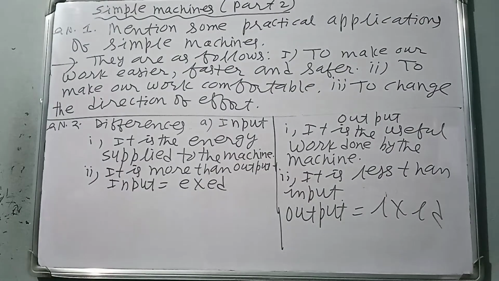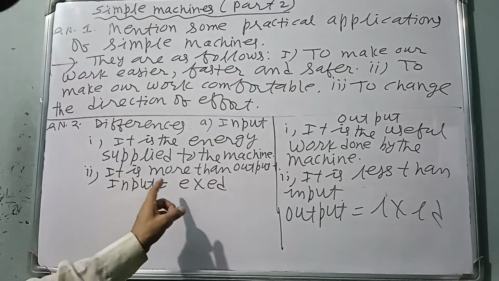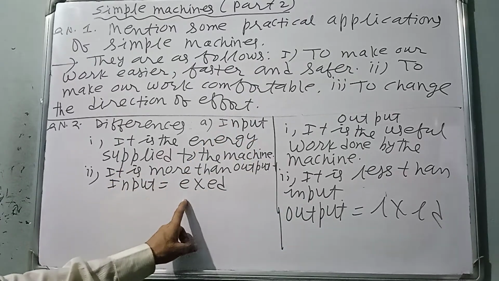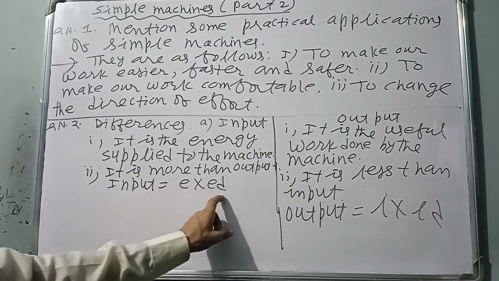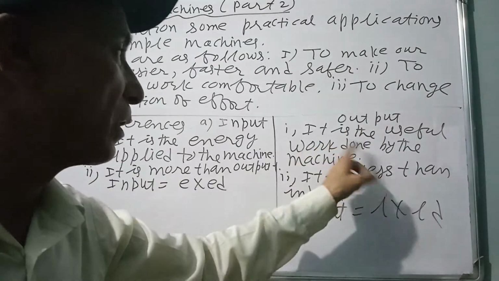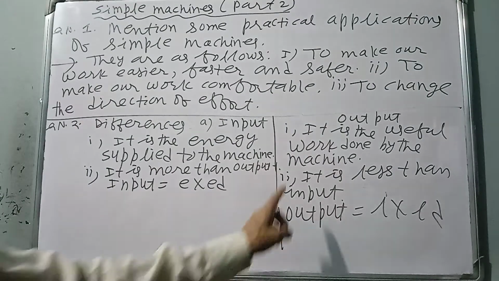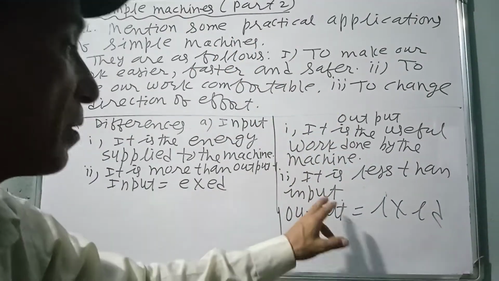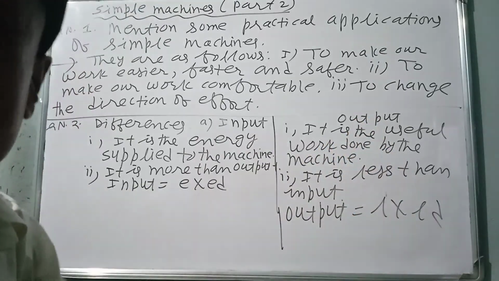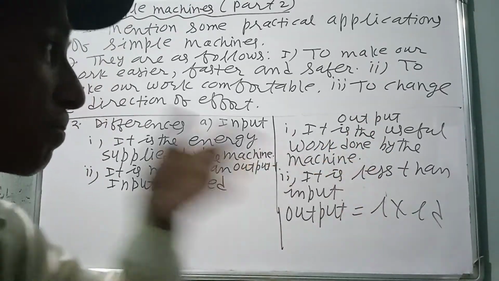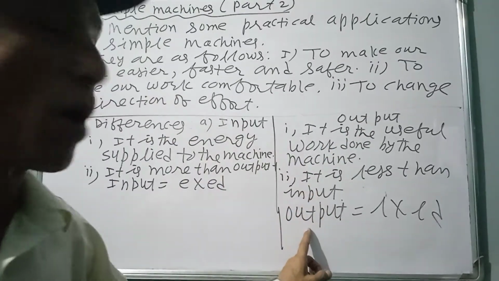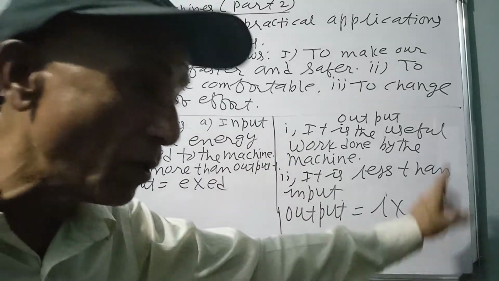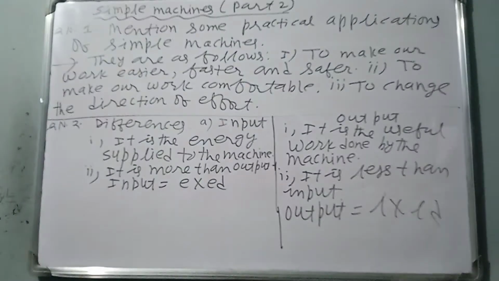See, difference number 1: input is the work done to the machine, it is more than output, and its formula is effort into effort distance. Output is the useful work done by the machine, it is less than input. Output is always less than input due to the friction. And output is found by the formula load into load distance.